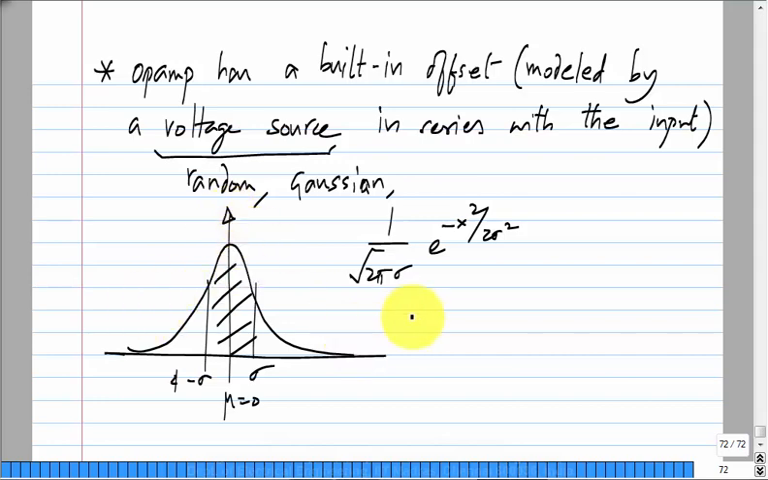If the area under the whole thing is 1, the area within plus minus sigma is about 65% of that, and if you go to plus minus 3 sigma, that area will be about 99.9% of the entire area of 1. So let's say you have 1000 op-amps and you measure the offsets of all of them, and you are told that sigma is 1 millivolt. That means only one out of those 1000 is likely to have an offset of more than 3 millivolts. This is all likelihood.